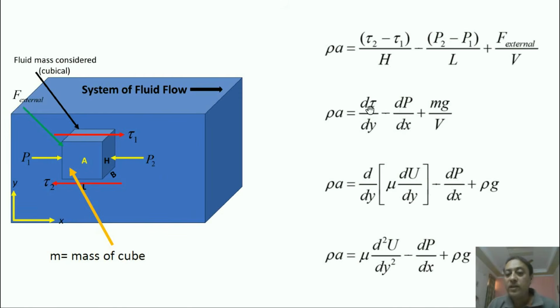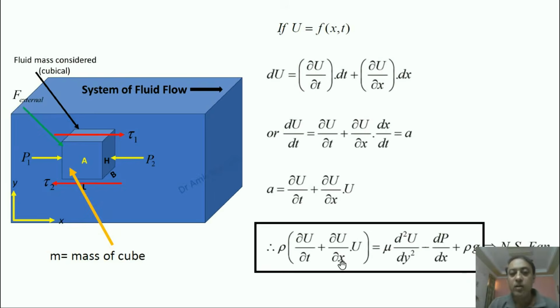Furthermore, we know that this tau, shear stress by Newton's law of viscosity, is given by mu du upon dy, in case the shear stress is applied in the direction of x. Now this mu will come outside, so this will give mu d square u upon dy square minus dp by dx plus rho g. Now to the left hand side, we will focus on this acceleration A. So let's do that.